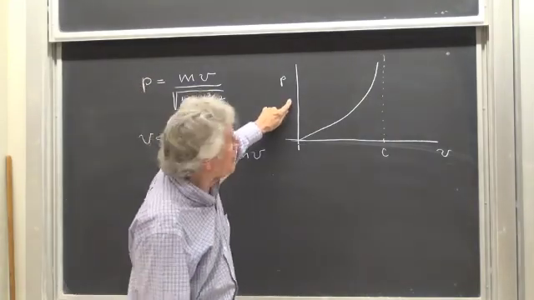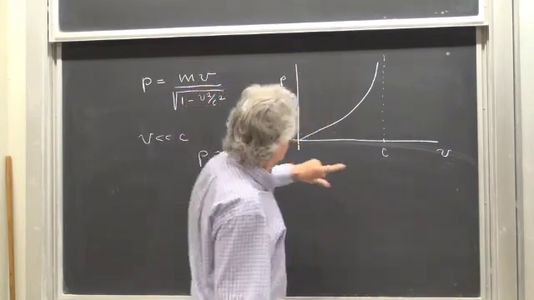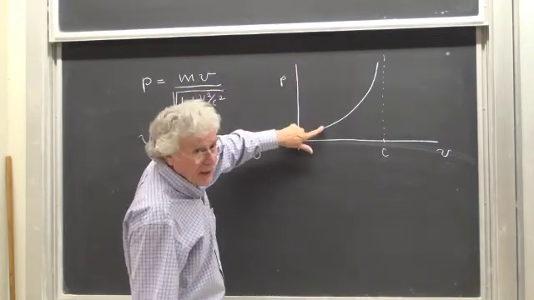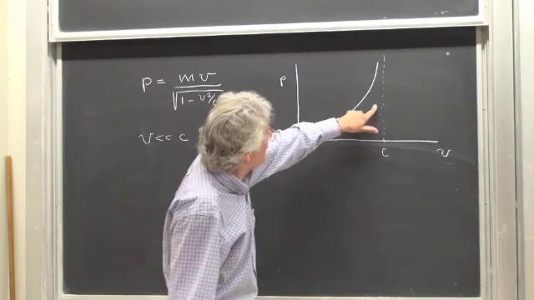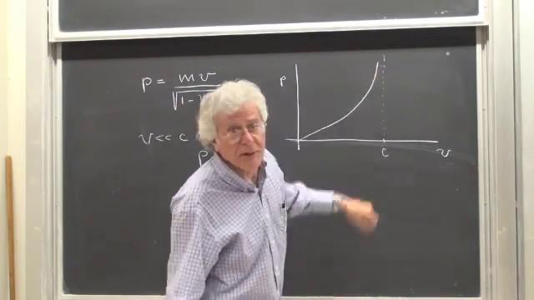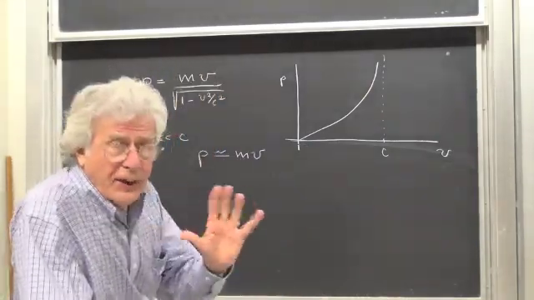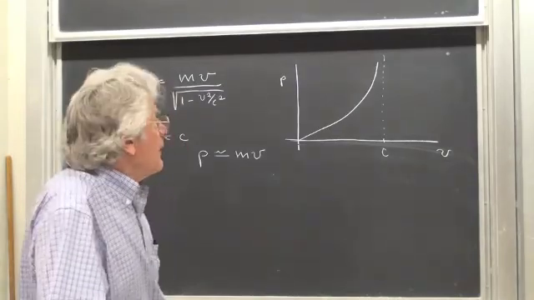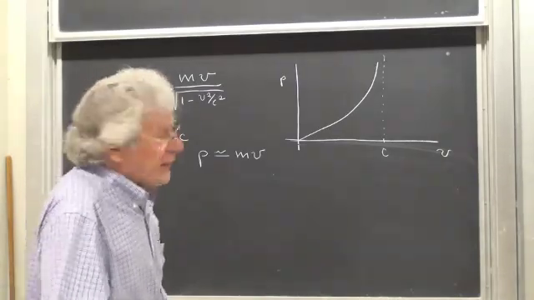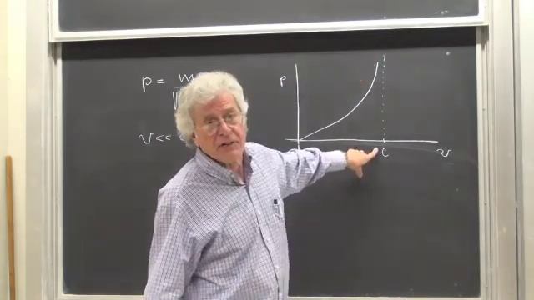So if we made a graph of this, it would look like this: momentum here, velocity there. Here you get the usual behavior of the momentum being the mass times velocity, but as the velocity comes close to the speed of light, the momentum grows. You see, now one can talk about the force being the rate of change of momentum. The momentum becomes larger and larger and larger, but the speed never exceeds the speed of light.